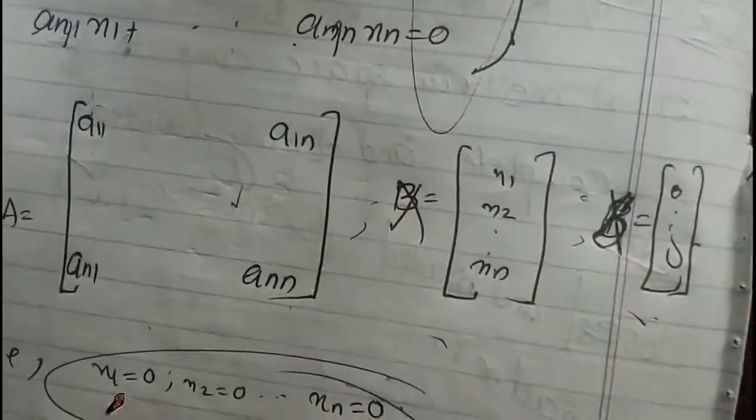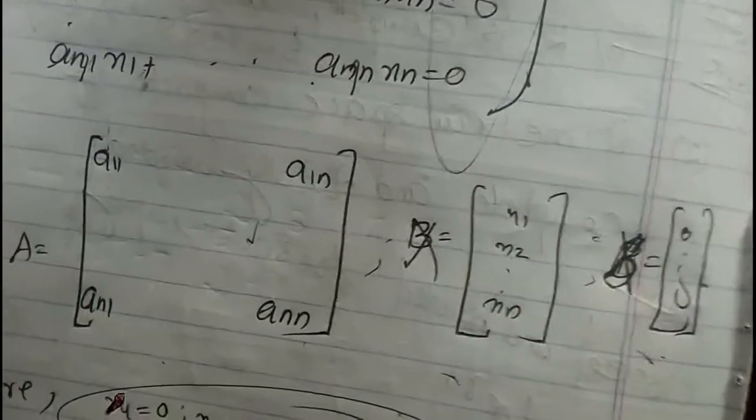This homogeneous equation we can write down in matrix form. Coefficient terms are matrix A, the variable matrix is matrix X, and the constant matrix is a zero matrix.